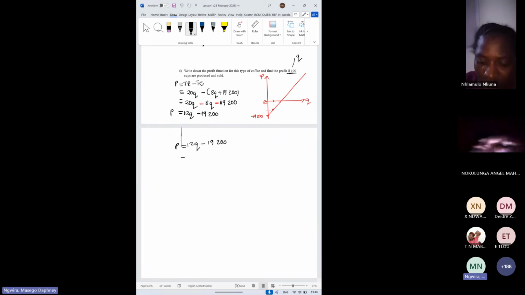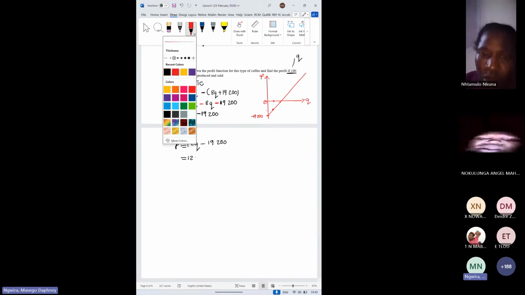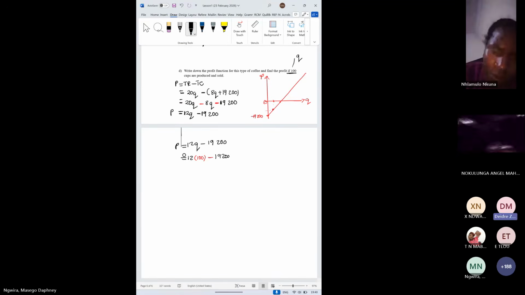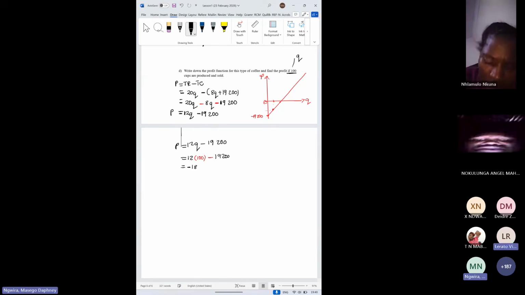So this will be 12. Then I'm going to use brackets. Then I put 100. And then now I just calculate everything. Can you please assist with the calculations? Negative 18,000. So is it a loss or do we make profit? A loss.